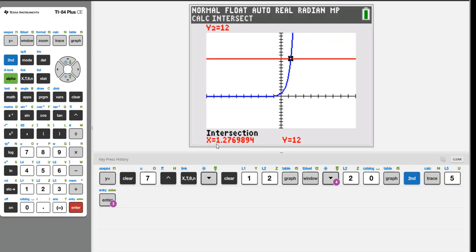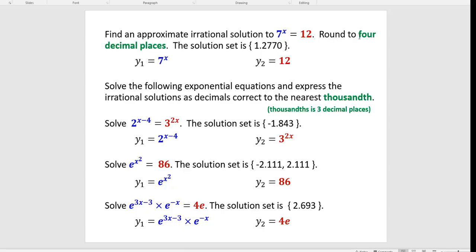Notice the intersection, x equal to 1.2769894 at the bottom of the screen. This problem asks for a 4 decimal place solution. Rounding to 4 decimal places, our answer is 1.2770.